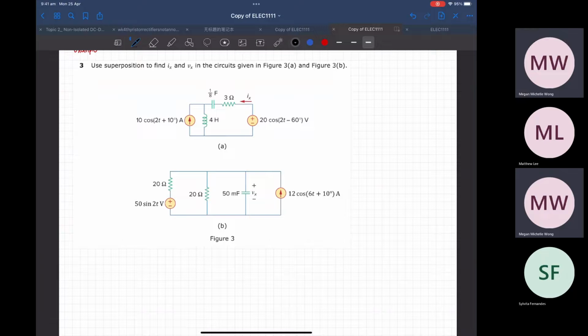Do I want to do this? Let's see the time. Okay, 9:41. We still have plenty of time.